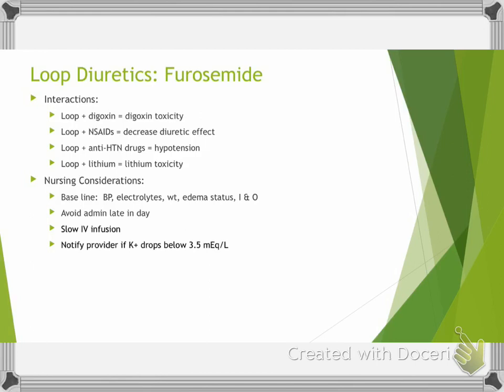With loop diuretics and NSAIDs, the diuretic effect decreases because NSAIDs decrease blood flow to the kidneys, which will reduce the diuretic effect because it causes renal vasoconstriction. Loops plus antihypertensive drugs can potentially cause hypotension, so we want to make sure that we're monitoring their blood pressure. With loop diuretics and lithium, it can potentially cause lithium toxicity due to the hyponatremia, so we want to monitor lithium levels.